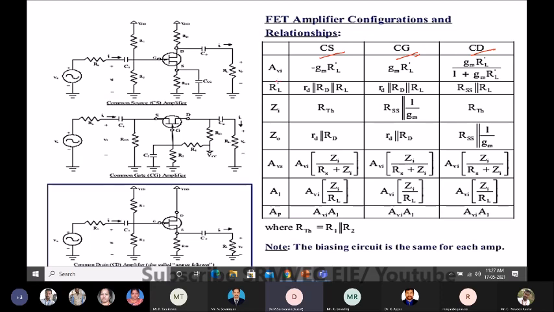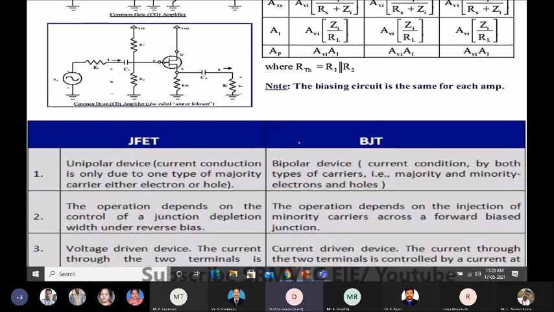So the same parameters we are seeing here in a different way: output resistance, input resistance, and voltage gain. Okay, so input impedance, output impedance. The derivation of these parameters we will see in small signal characteristics. Okay, so these are the details with respect to biasing. So biasing sets the operating point.